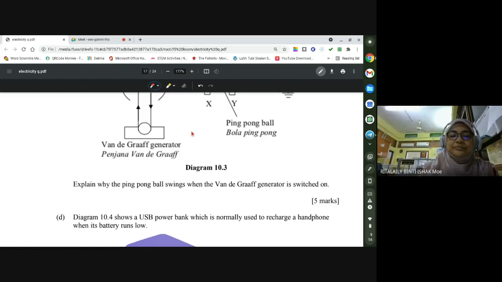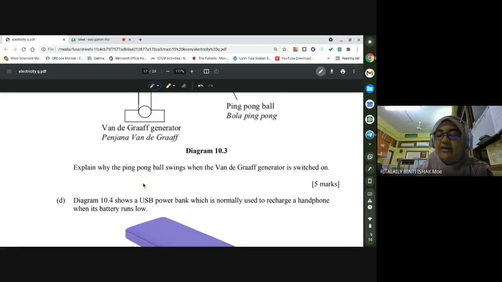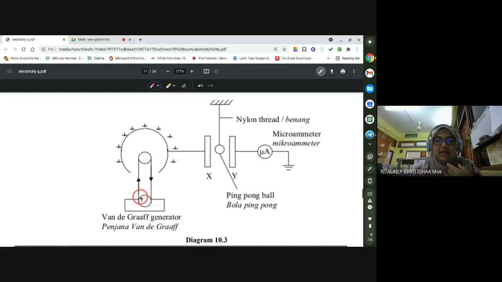So 5 points. The first point is when the Van de Graaff generator is switched on, there will be a friction between the cable and the dome. So the plate will be positively charged. As you can see here, we have positive charge. So as we switch on, the X plate is connected to the dome. So that is the first mark. I repeat, when the Van de Graaff generator is switched on, the plate X will be positively charged.